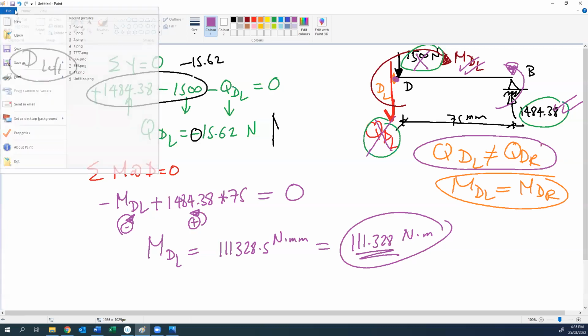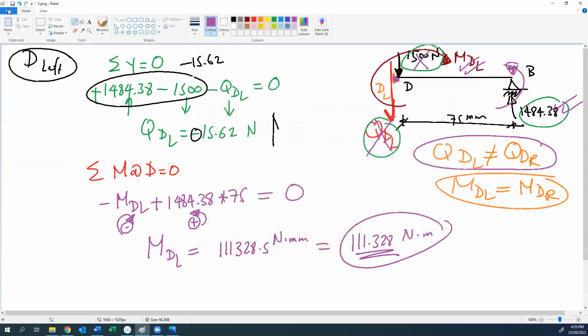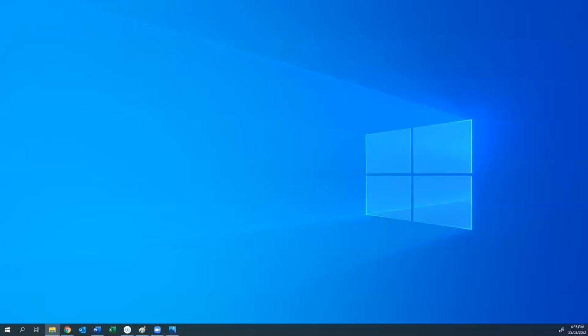And now I will shift to another example to calculate the shear and bending moment for uniform distributed load.